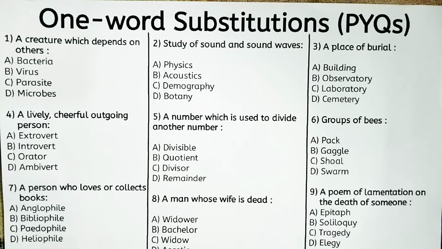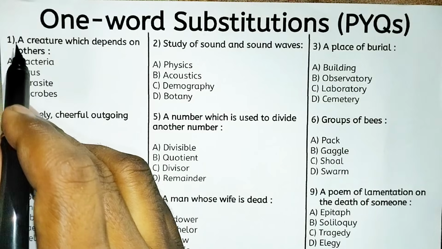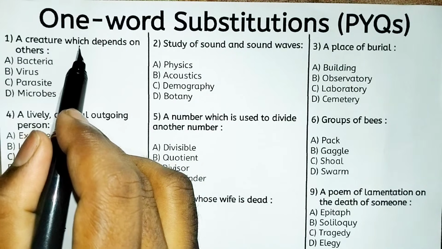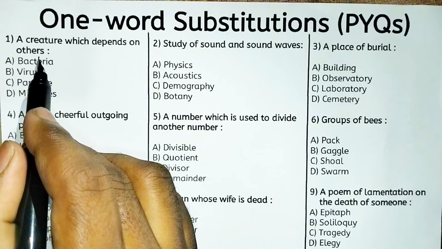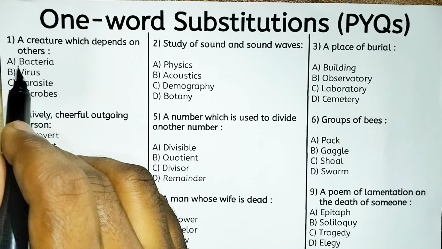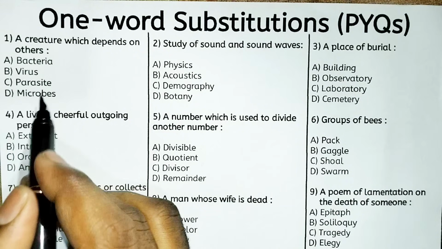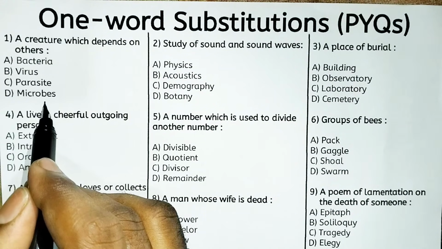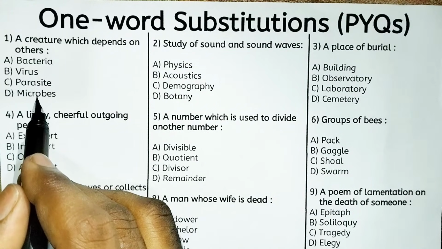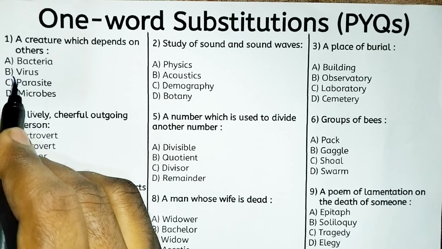Today's video we will be talking about one word substitutions based on SSC, CGL, CHSL, MTS previous year's questions. So as we move forward, first of all, a creature which depends on others. Option A, bacteria, option B, virus, option C, parasite, or option D, microbes. The right answer is option C, that is parasite.